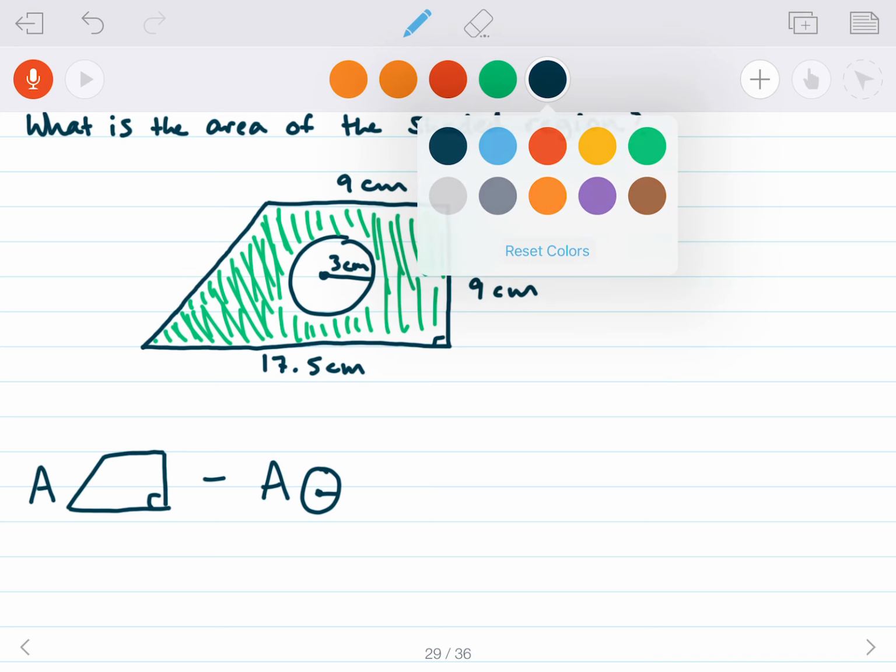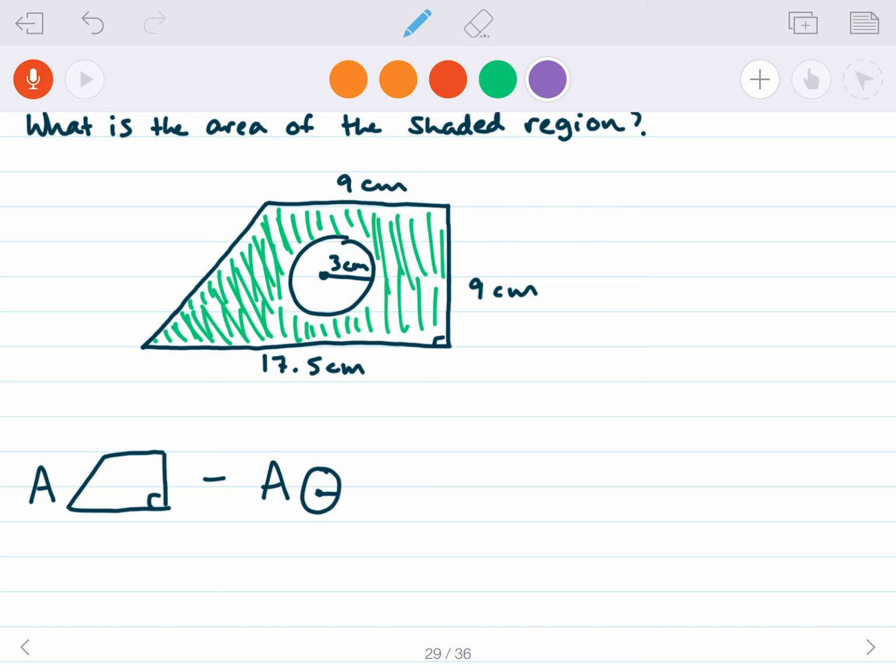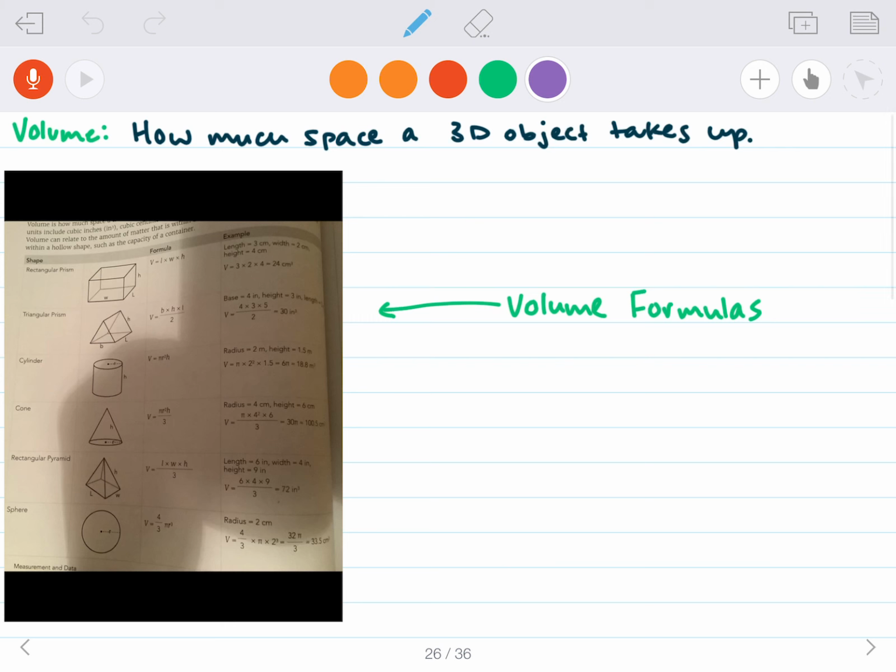Right? Because if I take the area of the trapezoid, it's going to give me everything, including this little circle in there. But if I take away the area of the circle, then I just get this remaining shaded region in green. Okay, so that's a strategy. So let's go back to our area formulas for trapezoid.